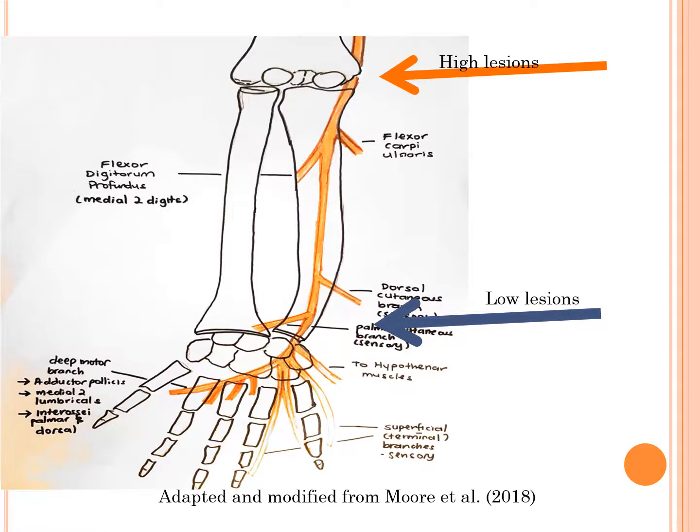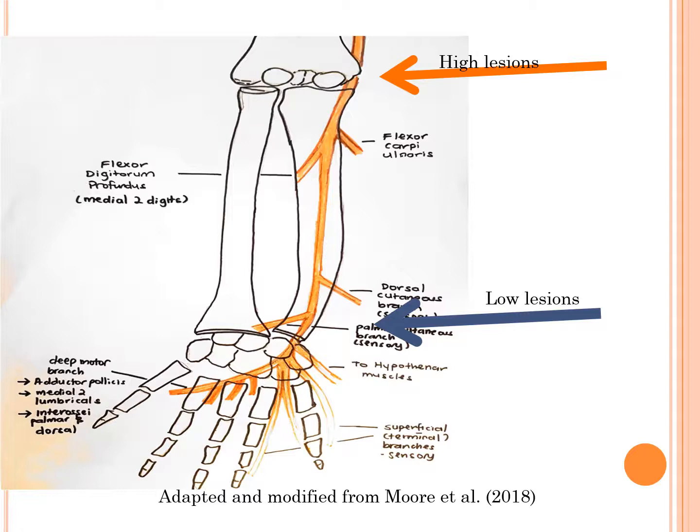The ulnar nerve could be affected in two types of lesions, the high lesions as well as the low lesions. High lesions could be caused due to cubital tunnel syndrome, where the ulnar nerve is entrapped within the cubital tunnel. It could also be caused by an elbow fracture or even an ulnar subluxation of the elbow joint. The low lesions could be caused due to pressure of a ganglion, a wrist fracture, or even Guyon canal syndrome.